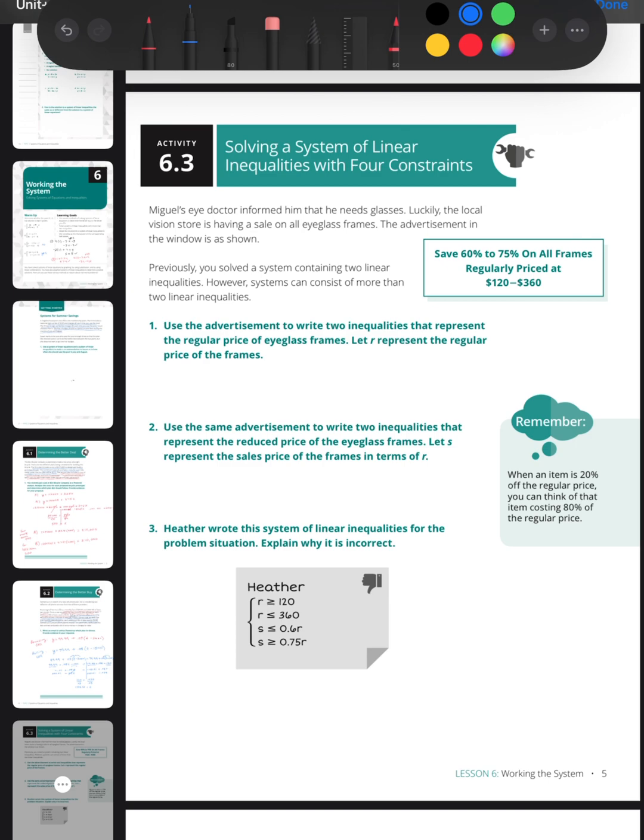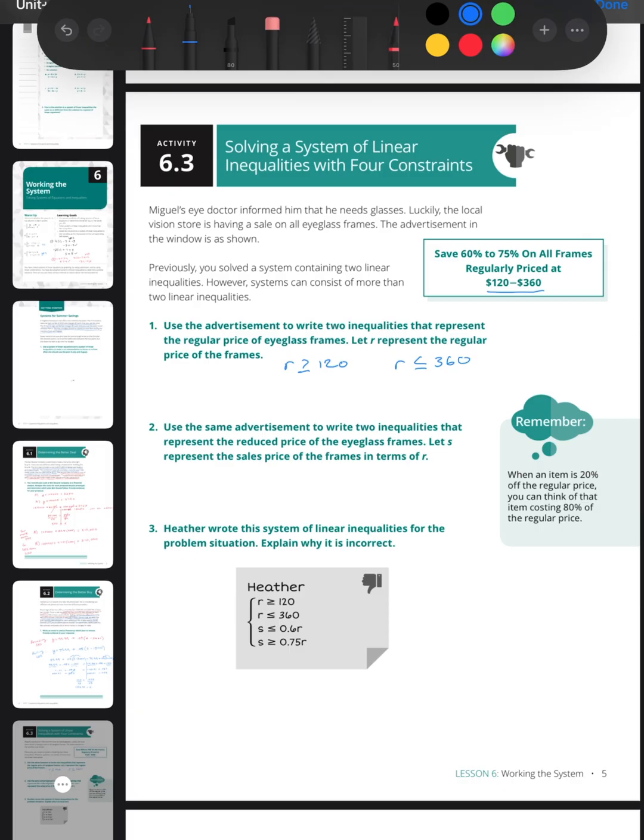Previously, you solved a system containing 2 linear inequalities. However, systems can consist of more than 2. Use the advertisement to write 2 inequalities that represent the regular price of eyeglass frames, R representing the regular price. Well, the regular price is $120 to $360. So that means the regular price is greater than or equal to $120, but the regular price is also less than or equal to $360.